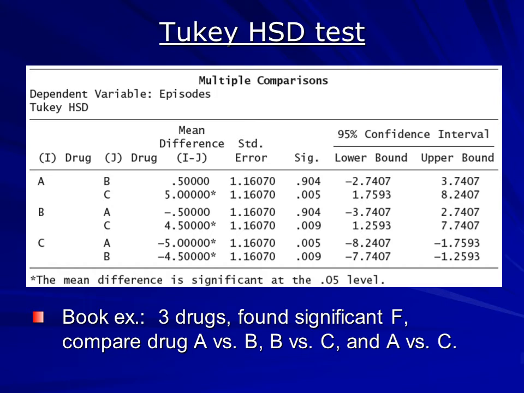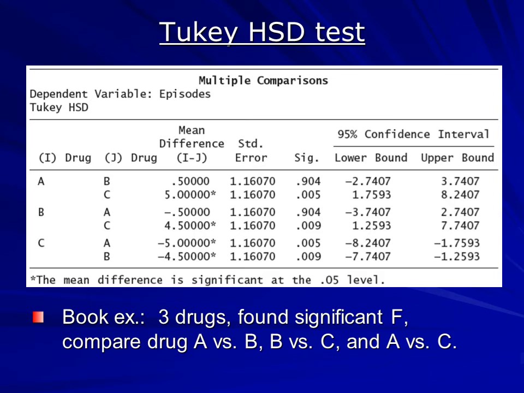So what is that saying? If I was going to write this on the board, we would say A is equal to B, A is not equal to C, and B is not equal to C. So that's what this is telling us here. I've got a significant, A is equal to B, C is not equal to A, and C is not equal to B. So basically you're telling me C is significantly different from the other two.